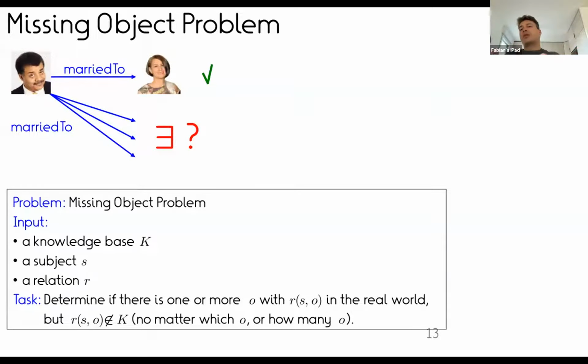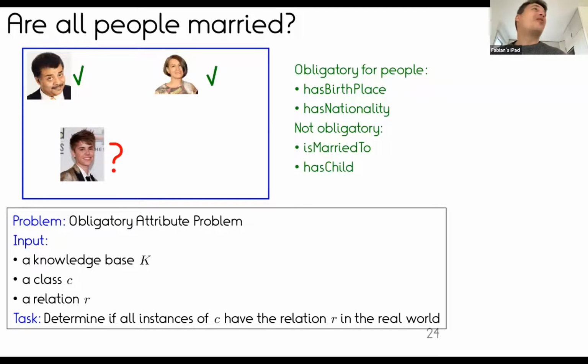So then the question arises whether all people are married. This is the obligatory attribute problem. So given a knowledge base, given a class, people, and given a relation, like married to, do all instances of the class have that relation in the real world? And we can easily think of relations that are obligatory for people. For example, everybody has to have a birthplace. So if we don't have a birthplace, then the knowledge base must be incomplete here. Everybody has to have a nationality. So that's actually a moral problem as well, that some people do not have a nationality.